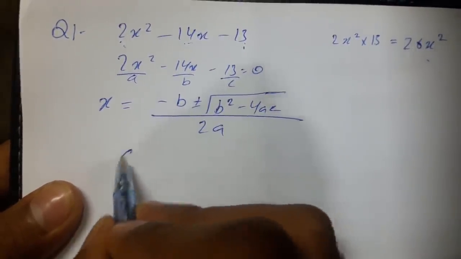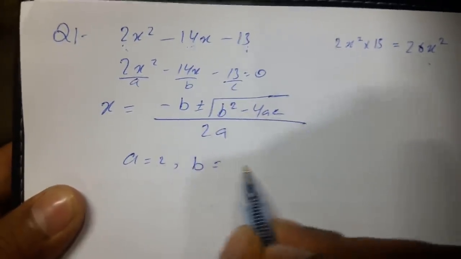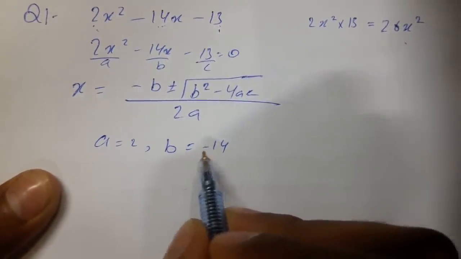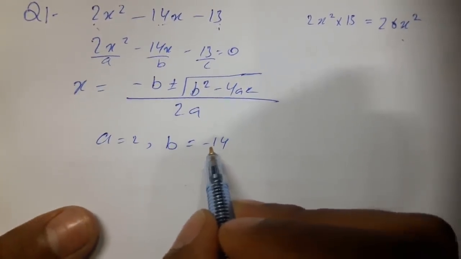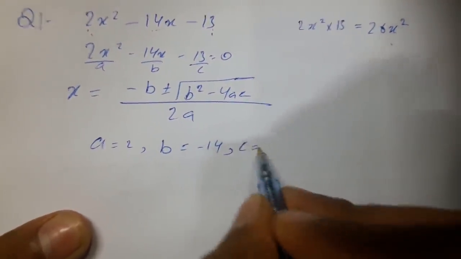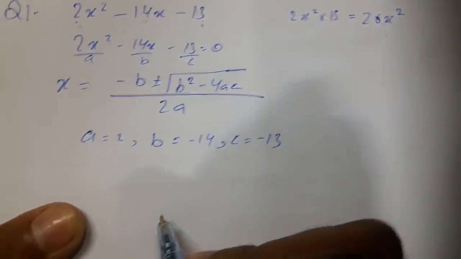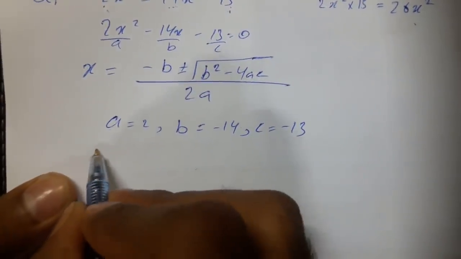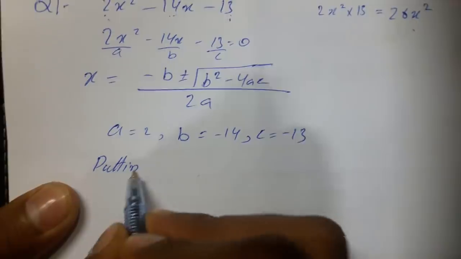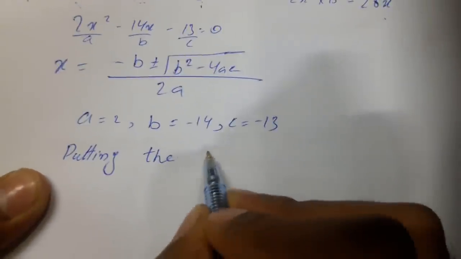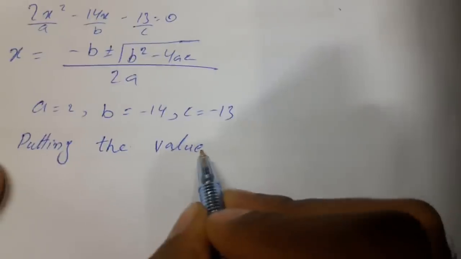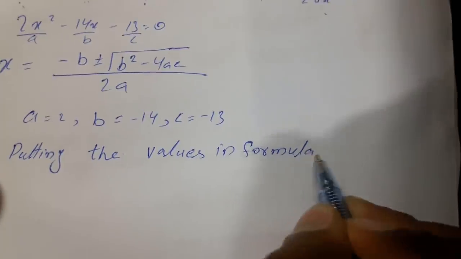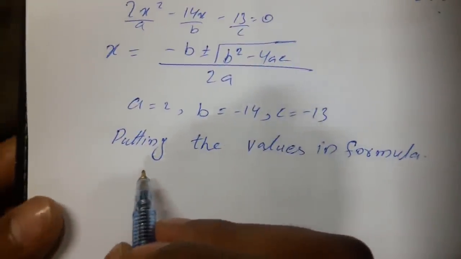Okay, now we are moving further. So what is a? a is equals to 2. What is b? b is equals to minus 14. We have to put values with signs. Remember this. We have to put values with signs. c is equals to minus 13. Okay, so now we are putting these values in the formula. You can write here, putting the values in formula.